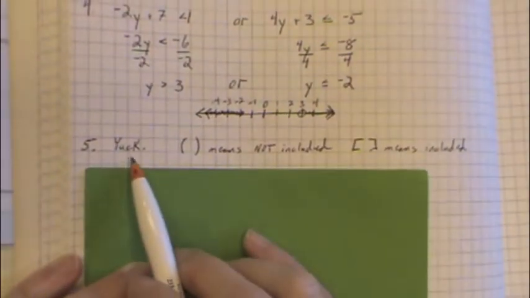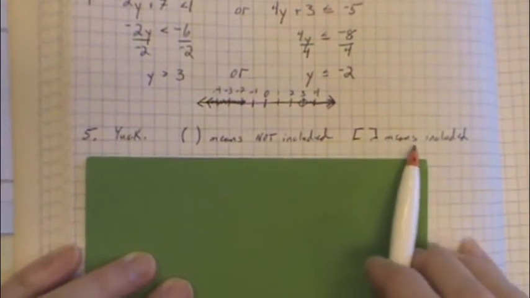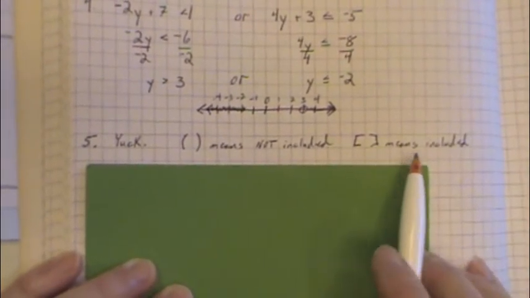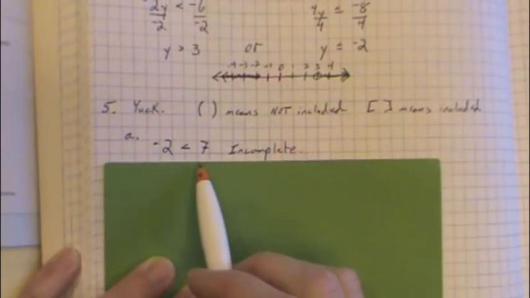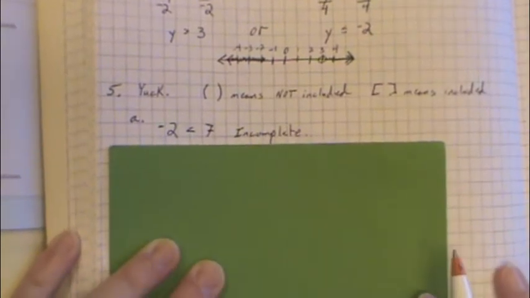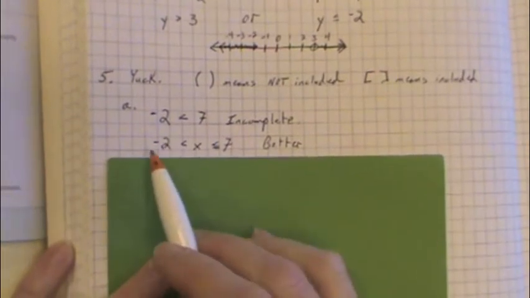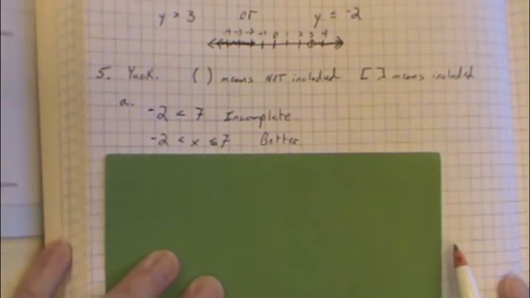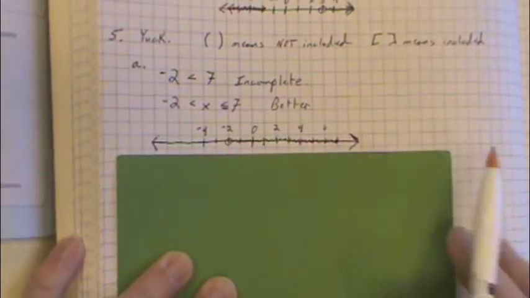Alright, so you probably don't need to copy my editorial comments into your notebook, but I did put this in, and this will probably help you. Parenthesis means it's not included. A bracket means it is included. Here was my first try to write what they gave. I put down -2 is less than 7, but that actually is an incomplete answer. What that interval notation really means is -2 is less than x is less than or equal to 7. Now that I've got that, it's not so hard to graph.